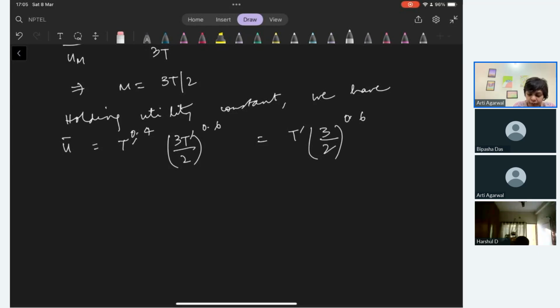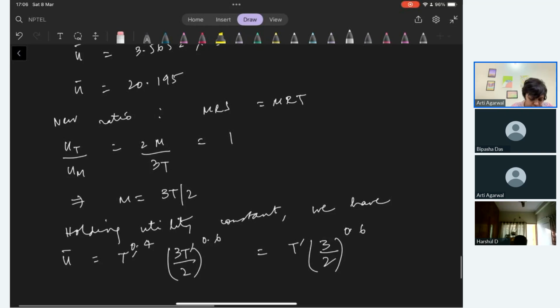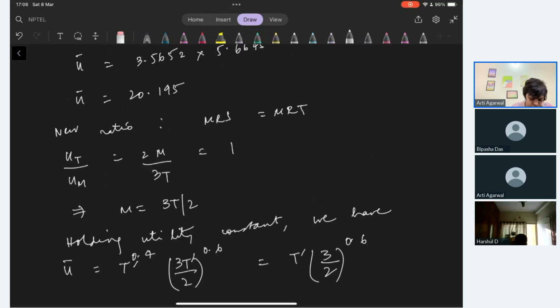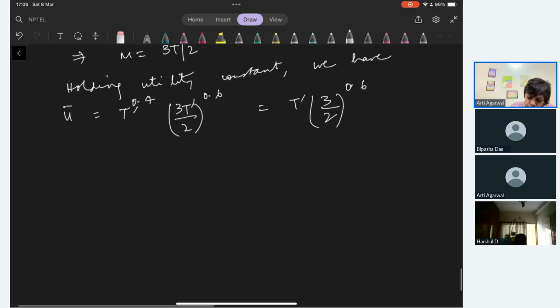If it's not making sense, please let me know, I will explain again. This part is a little weird, so to say, so I won't blame you if you're not getting it. So this gives you T prime comes out to be something like 15.834. You can approximately take this to be 16. The book takes it as 16, so we can just take it as 16.